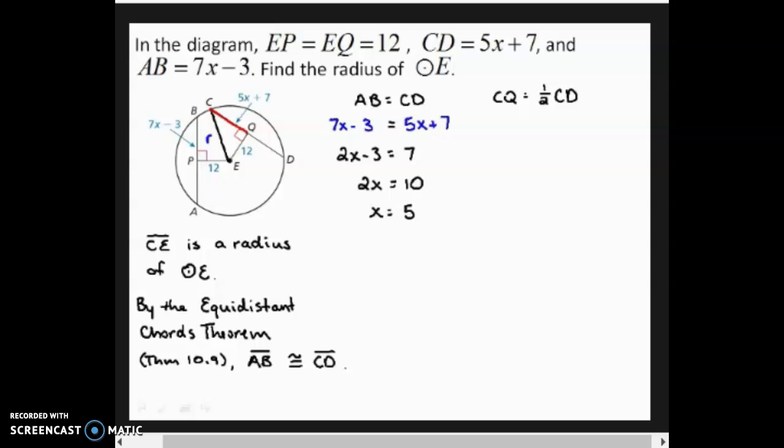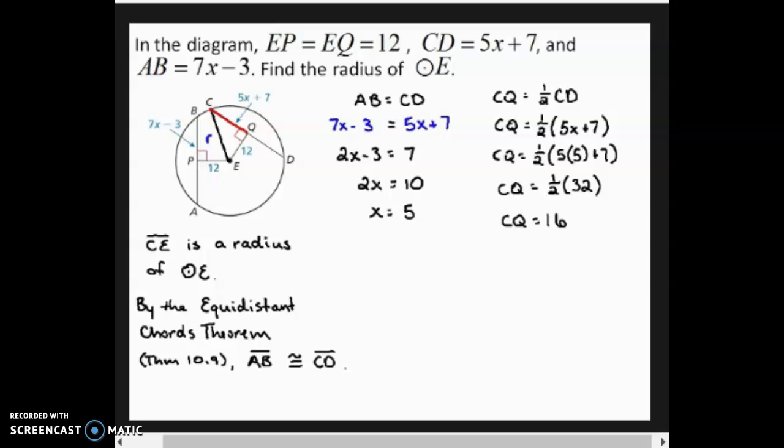Because CD equals 5x plus 7, CQ equals 1/2 times the quantity 5x plus 7. Substituting 5 for x gives CQ equals 1/2 times the quantity 5 times 5 plus 7. So CQ equals 1/2 times 32. So CQ equals 16. Then use the Pythagorean theorem to find the radius of circle E.